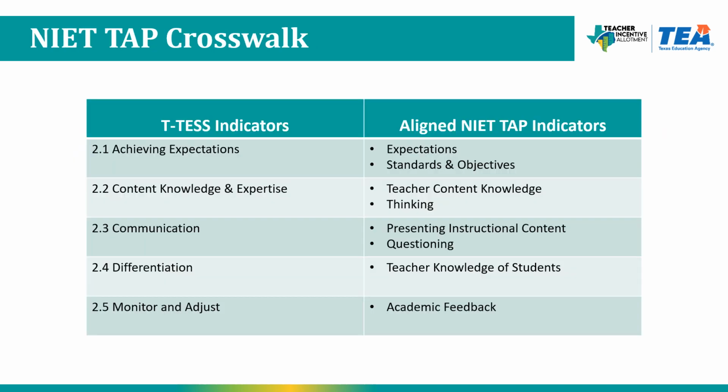Here is an example from the NIET TAP rubric. We needed to determine which dimensions in the NIET TAP rubric were considered observable for the purpose of data validation. Since we are defining observable as T-TESS domains 2 and 3, we had to determine which NIET TAP indicators align to the dimensions in domains 2 and 3. What you see here are domain 2 indicators. At times, there is more than one NIET TAP indicator aligned to each T-TESS dimension, and that is okay.